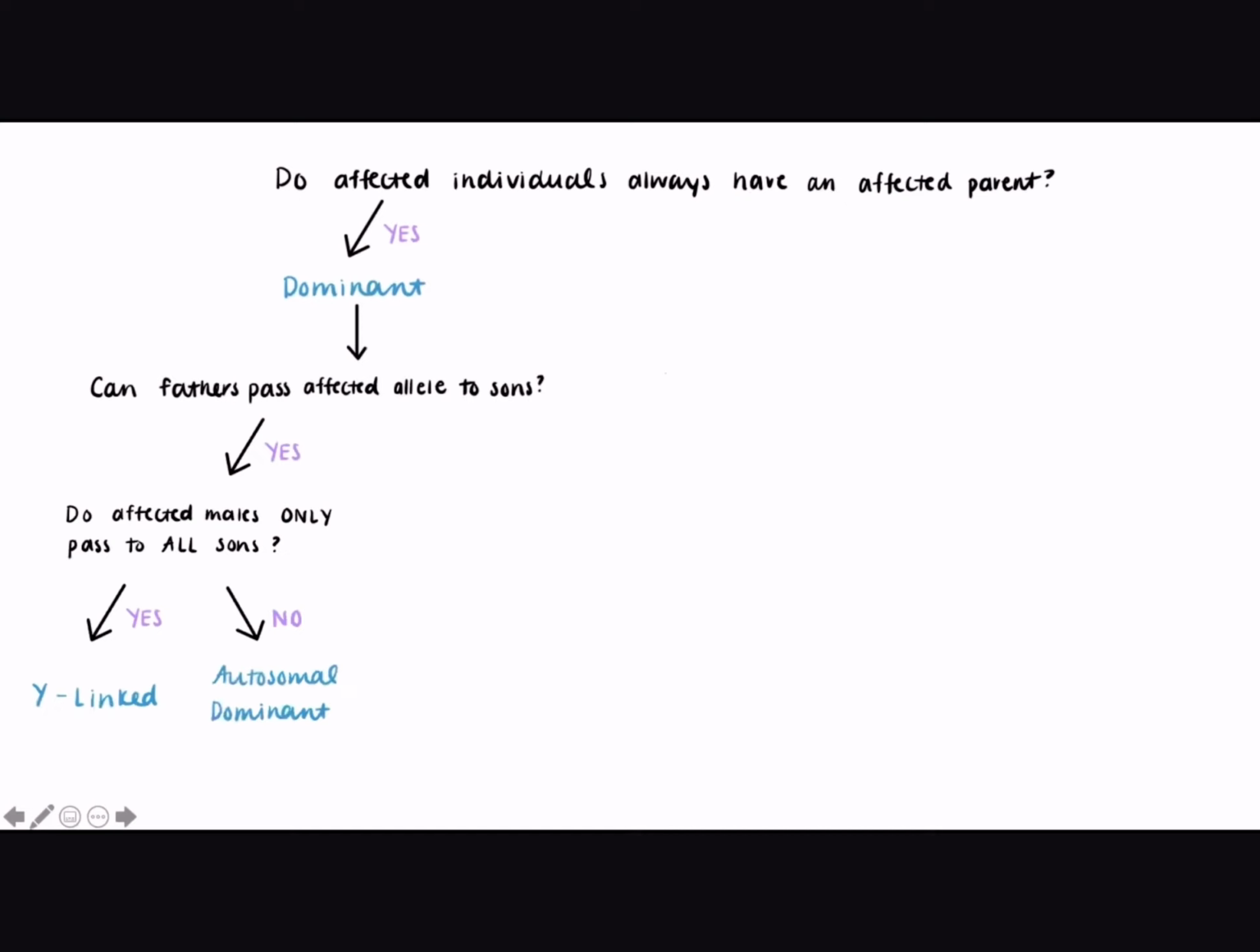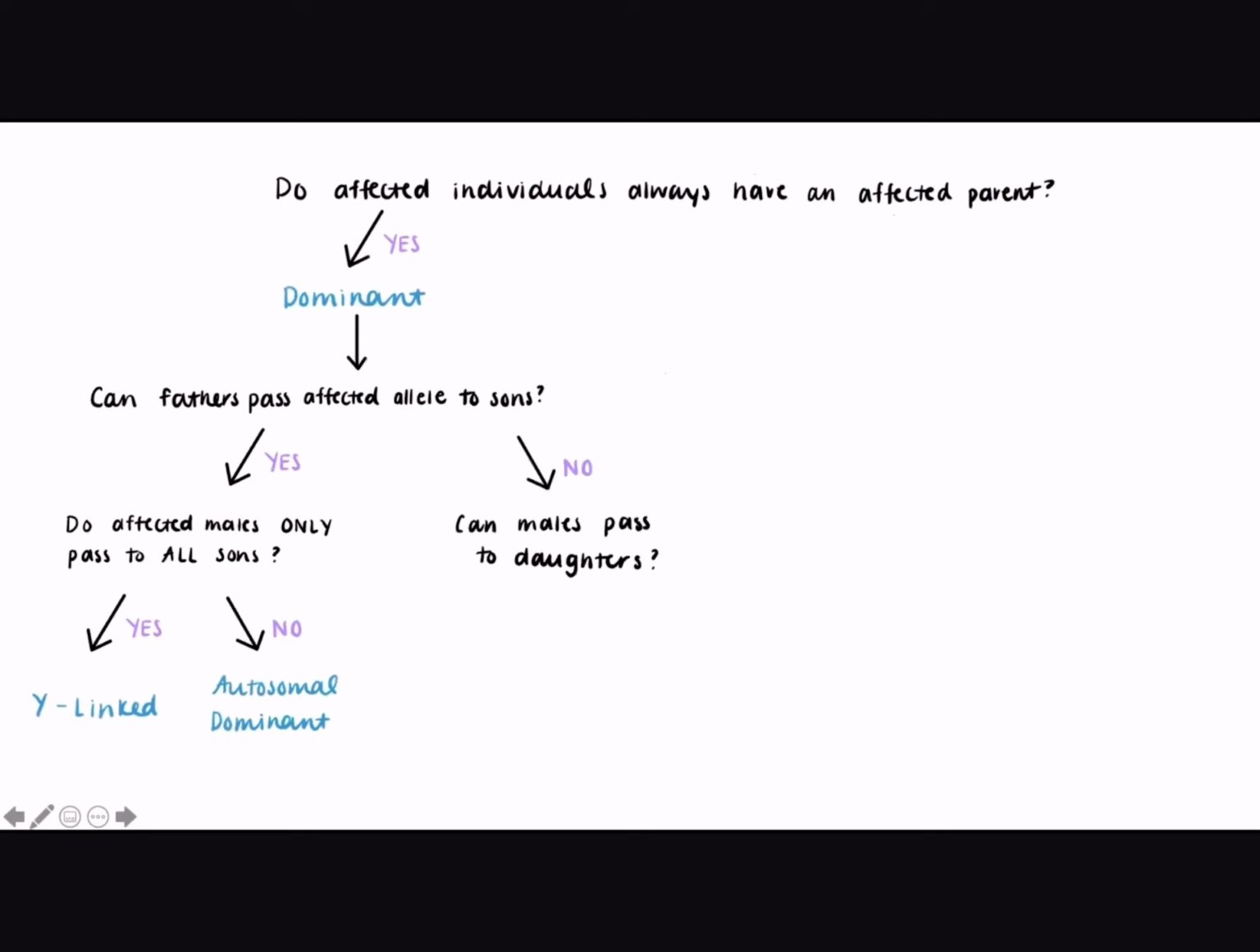Going back to our question of, can fathers pass their affected alleles to their sons? If the answer is no, we can further ask, can males pass their affected alleles to their daughters? If the answer is yes, the trait will be X-linked dominant. To confirm our answer, we can see that the mother passes the trait to half of all of her offspring, and an affected father passes the trait to all of his daughters, and just like an autosomal dominant trait, we would see that this trait does not skip generations.